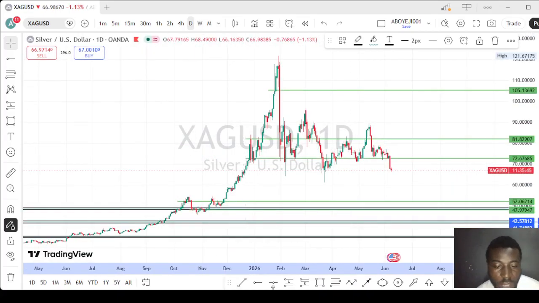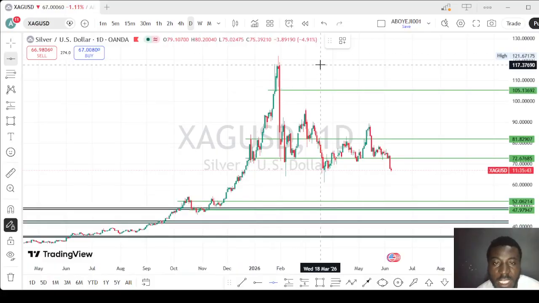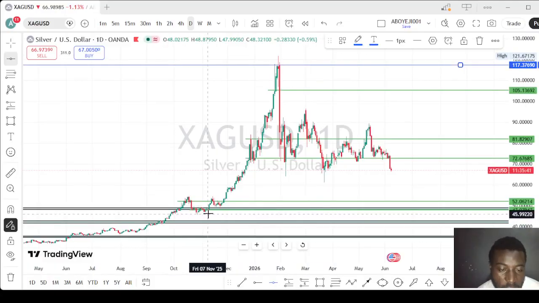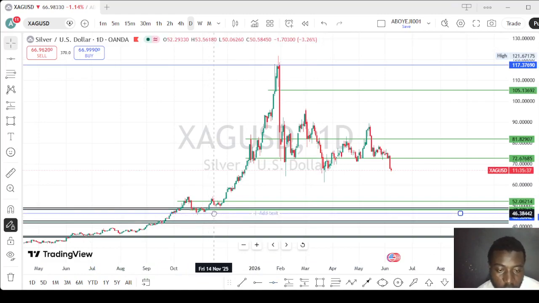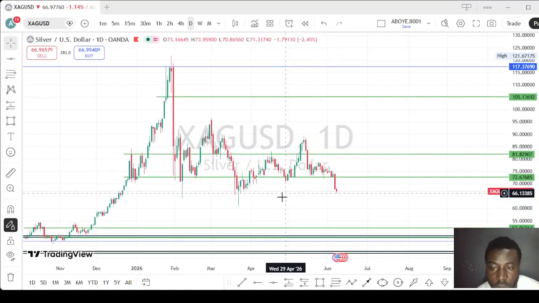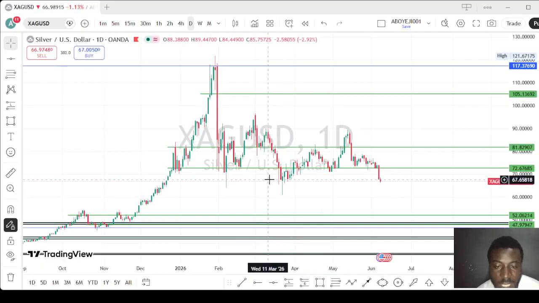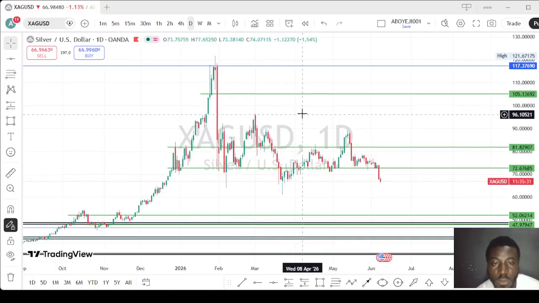This is our daily time frame. This is our highest swing high, and this is the demand where the market is coming from. This is our swing low, the demand swing low. This is an internal key level, but it does not break the structure. So you can see the market does not break the structure.